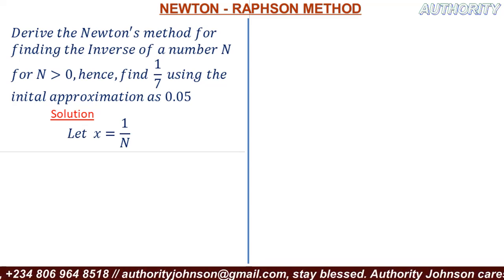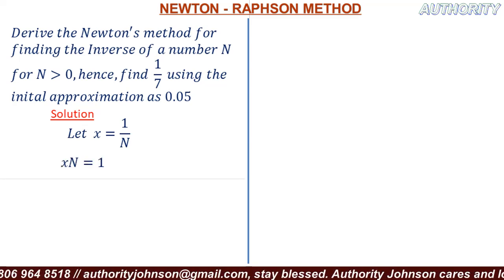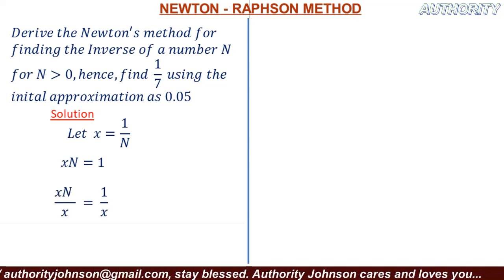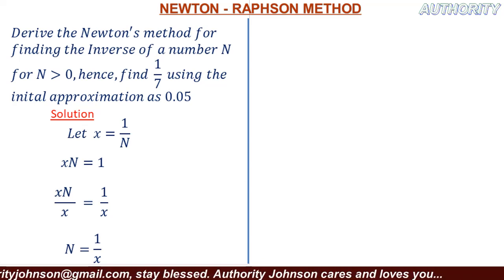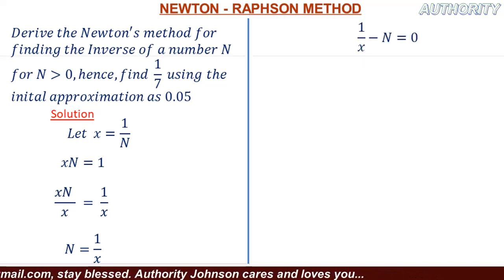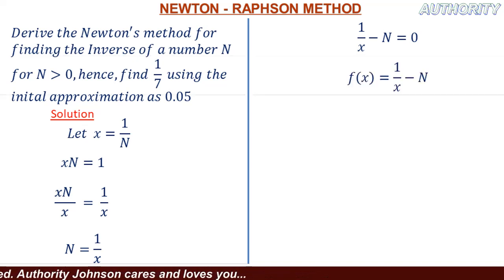First of all, we cross multiply. When you cross multiply, you're going to have xn is equal to 1. Then divide both sides by x. We are going to have n is equal to 1 all over x. Now take n to the other side. When you take n to the other side, we are going to have 1 all over x minus n is equal to 0. So we regard this as our function f of x. So this is the function or the equation we want to find the root of.